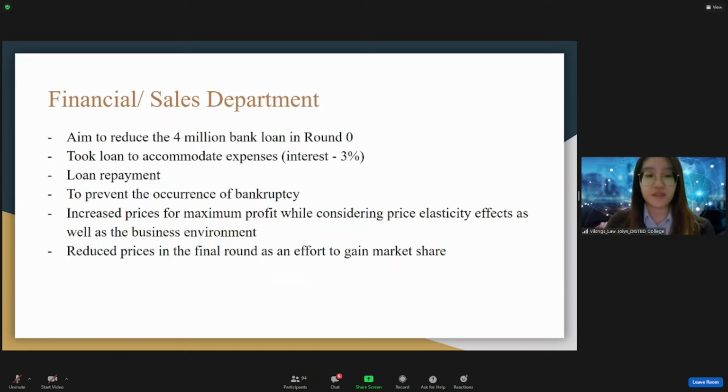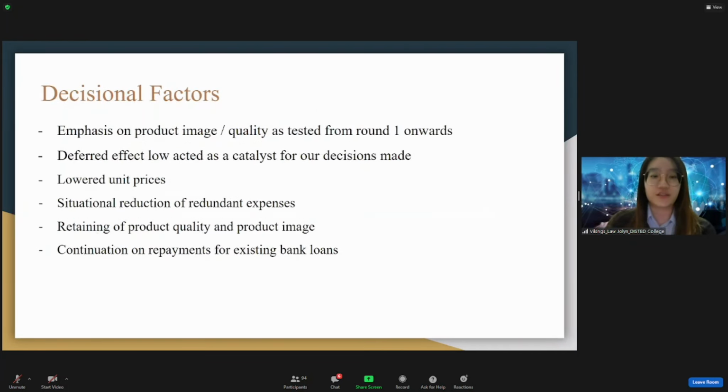Besides, we decided to increase our prices in every round to gain maximum profit, while the price elasticity effects and business environments like economic growth rate were taken into consideration. But in the final round, we chose to reduce the prices as an effort to earn market share, which will then boost our sales and profit. Right now, I will pass this to the decisional factors.